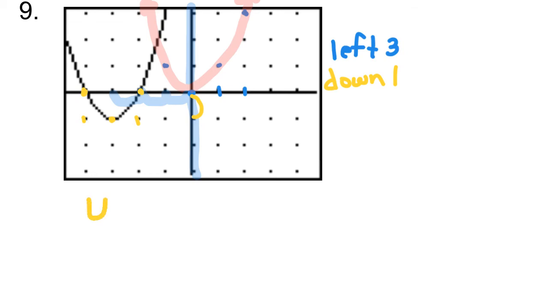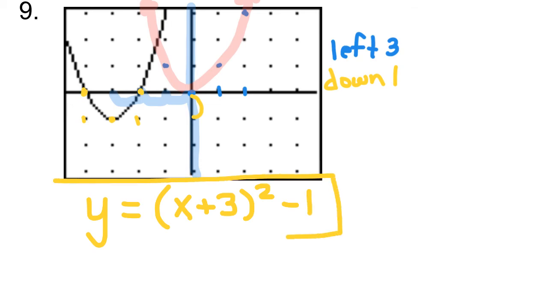So we're going to start with our y equals. Remember, since we went left 3, that's going to be inside the parentheses. We don't square the x because the square will go on the outside of the parentheses. Since it was left, we're going to have plus 3 inside the parentheses. And the down 1 will be minus 1 outside of the parentheses. This is the equation for that function.